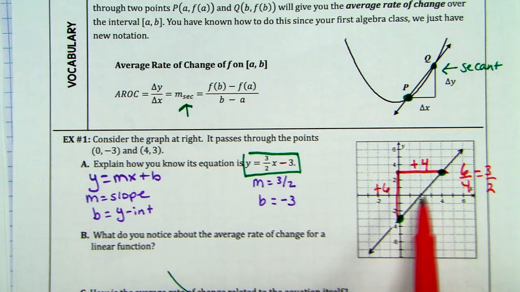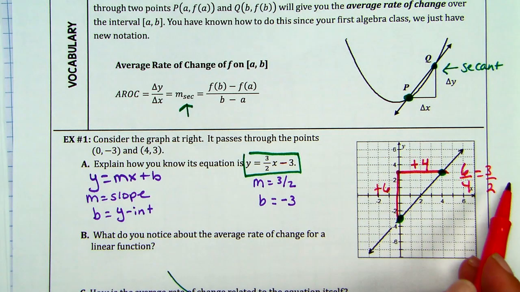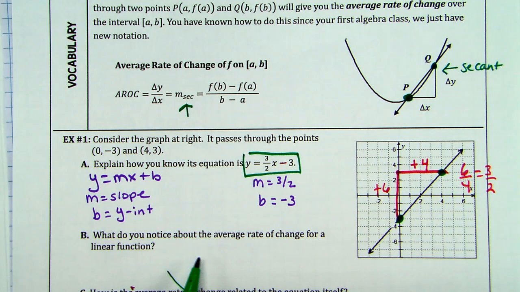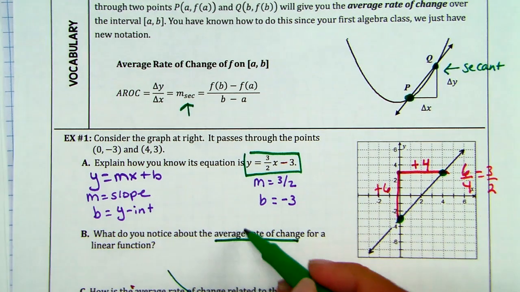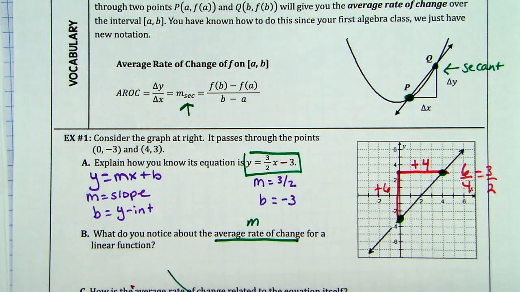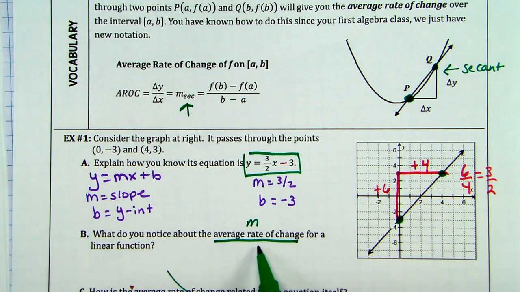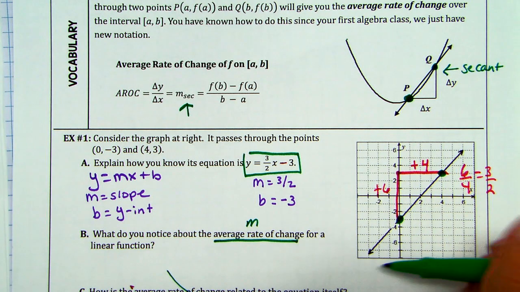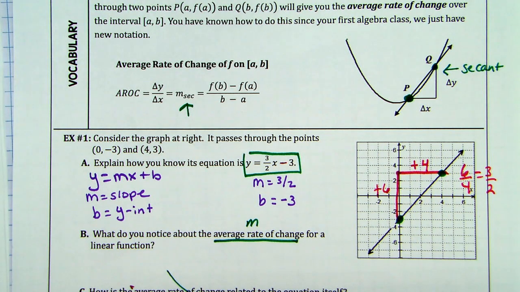Is there anybody that has a question about anything I just said? Okay. Not trying to trick you. This is really important that you know that. And this next idea is really important too, this last little part here. What do you notice about the AROC, which we normally just call slope, but we can call it the AROC. What do we know about the slope or the average rate of change of this line or any line? What do we know about it?